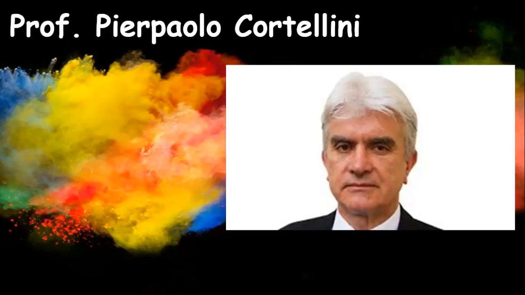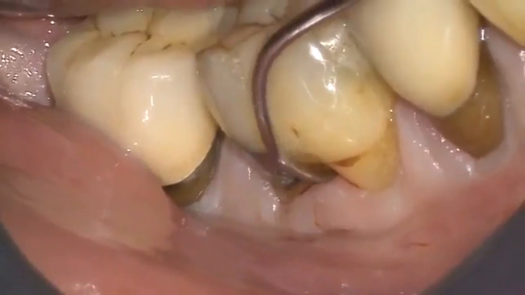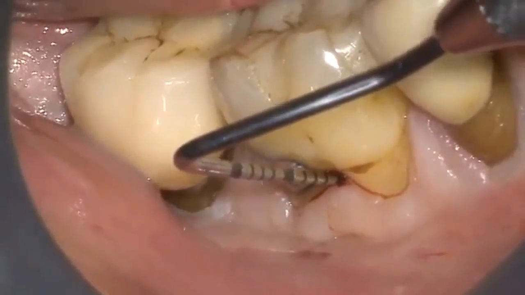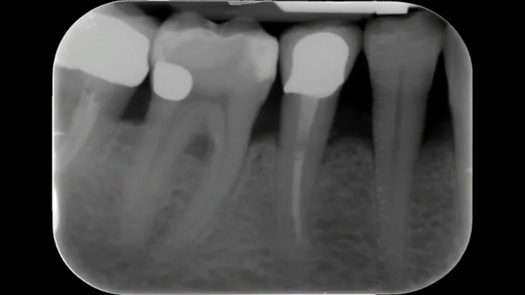Now, Dr. Cortellini is going to perform a surgical procedure on lower molars showing the regenerative approach using bone and membrane in the furcation defect. Have a nice time. Lower right molar presenting with a degree 2 furcation 5 mm deep. The radiograph shows the furcation involvement and the mesial and distal bone peaks.